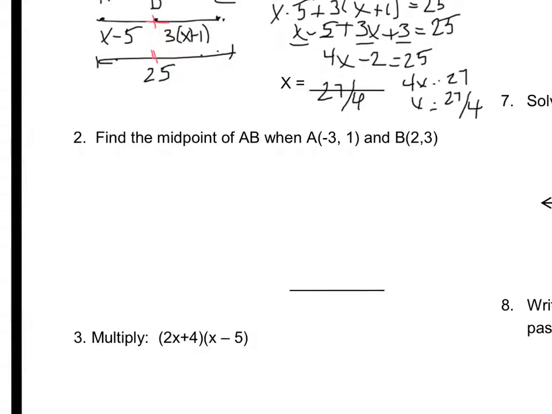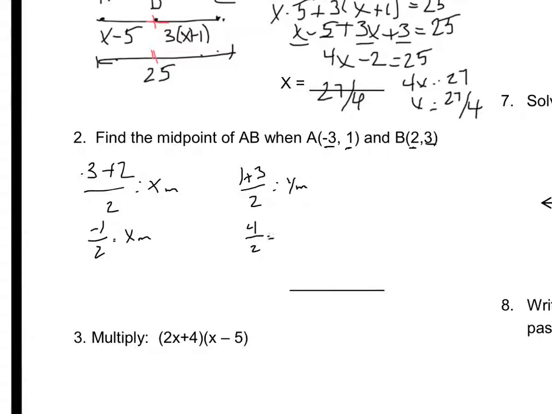Okay, find the midpoint of AB when A equals (negative 3, 1) and B equals (2, 3). So the midpoint formula is x plus x, negative 3 plus 2, divided by 2 equals xm, and y plus y, so 1 plus 3 divided by 2 equals ym. Combining like terms, the numerator, negative 3 plus 2 is negative 1 over 2, which is xm, and 1 plus 3 over 2, which is 4 over 2, equals ym.